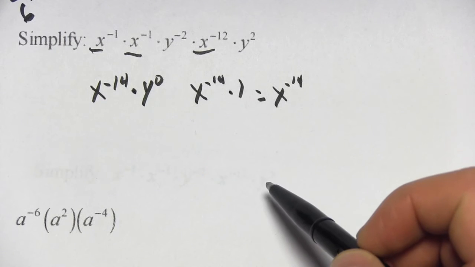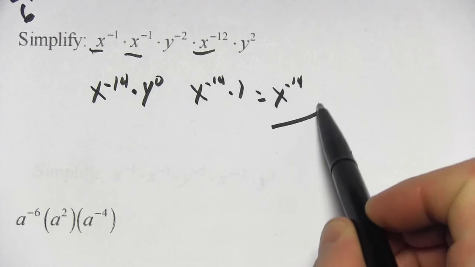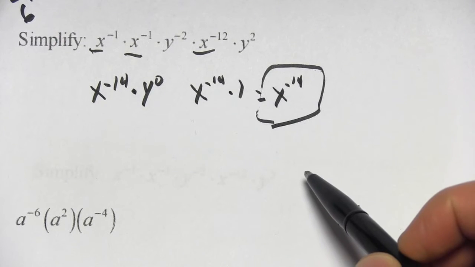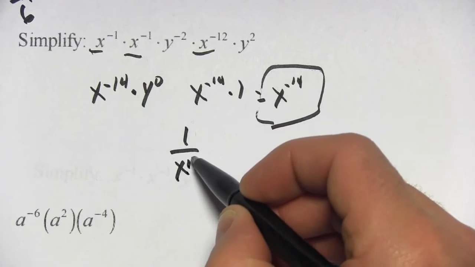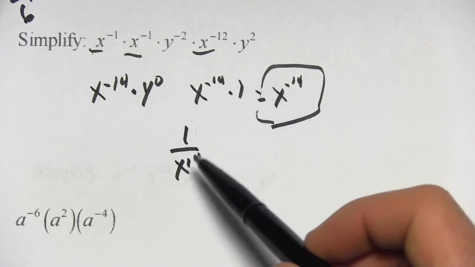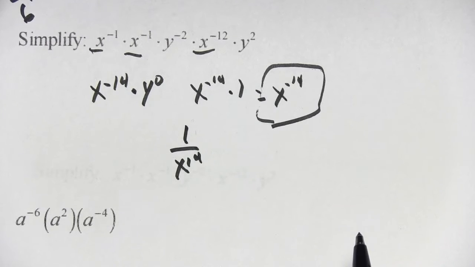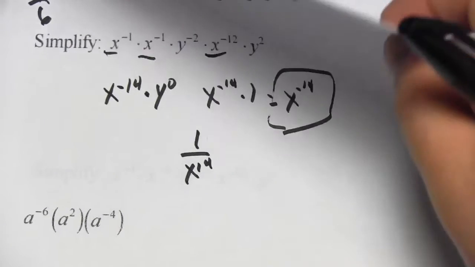Now, this would be an acceptable way to write this answer, or you might see it written like this, 1 over x to the 14th. Take that negative part and turn it into the 1 over. All right, let's try one more.